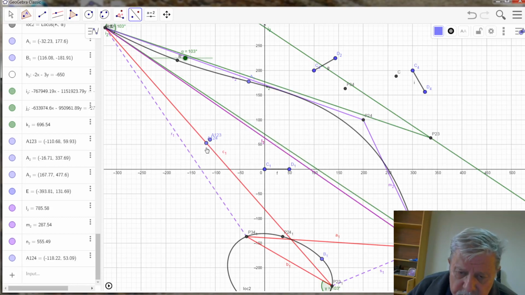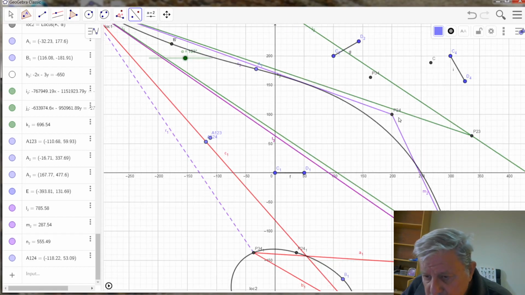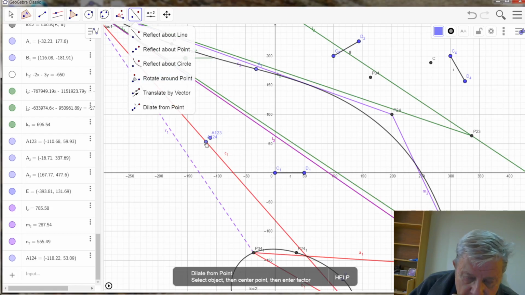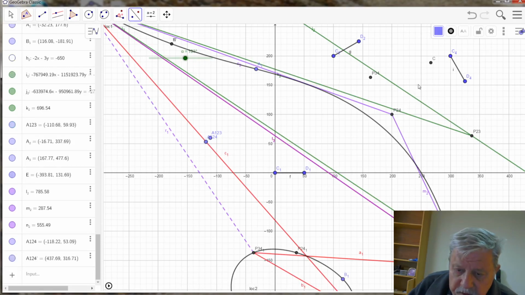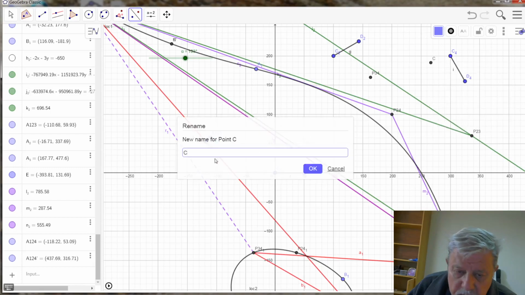Now if I take the image of A124 with respect to side 4, which is side 4, this is side 4. Okay? If I take the image of A124, this point, with respect to this side, 4, I determine A4.